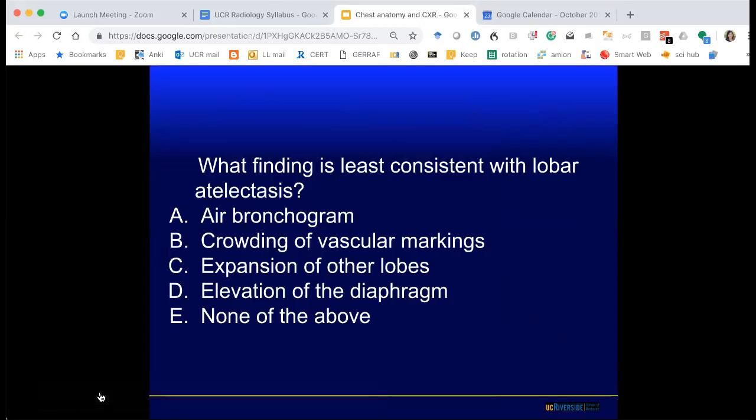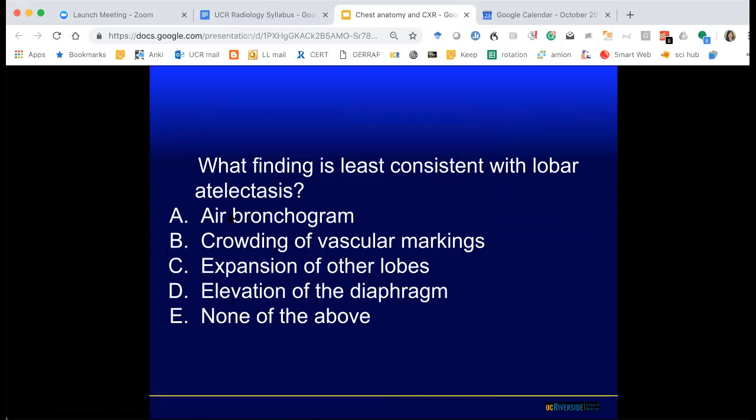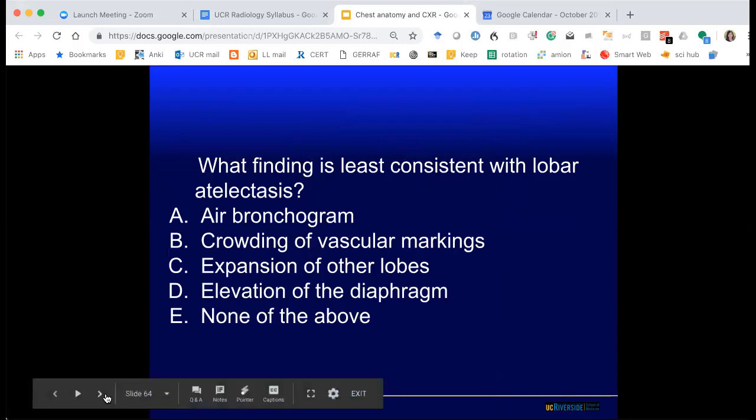So what finding is least consistent with atelectasis? So we do see air bronchogram because you have collapse, and so then you bring out the airways. Crowding of the vascular markings, yeah, that happens too because you have volume loss, so all the structures get close. Expansion of the other lobes, yeah, you get compensatory hyperinflation of the other lobes. Elevation of the diaphragm, it can, depending on the severity.